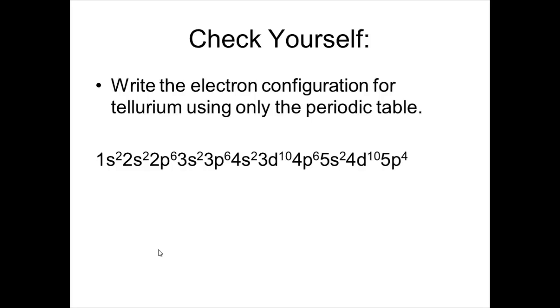Let's go through it one more time, and as I read the configuration, try and follow it on the periodic table. The electron configuration for tellurium is 1s2, next row, 2s2, 2p6. Third row, 3s2, 3p6. Fourth row, 4s2, 3d10, 4p6. Fifth row, 5s2, 4d10, and you get to tellurium at 5p4.